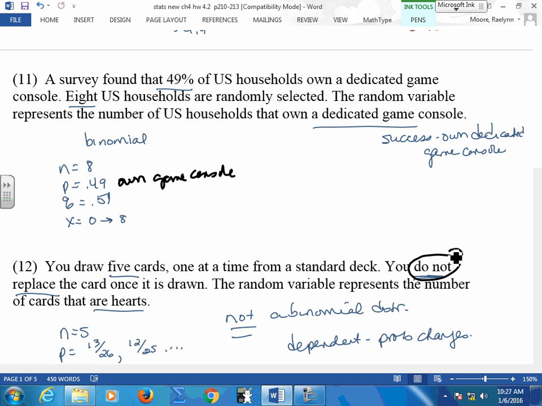I'm still drawing a heart, so I only care, did you get a heart? Did you not get a heart? There's your success and failure. I'm drawing 5 cards. I'm doing this 5 times. I could have 0 hearts, 1, 2, 3, 4, 5. And all I have to do is replace it to make my probabilities remain the same. Okay? Good with that? Okay.